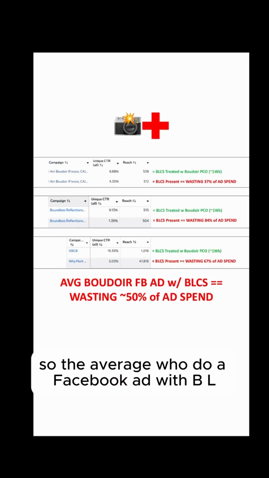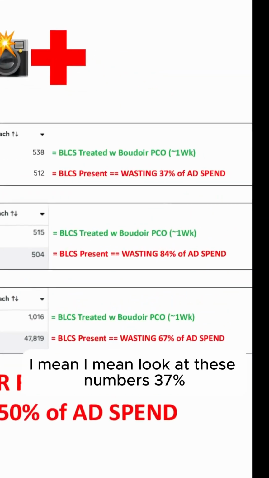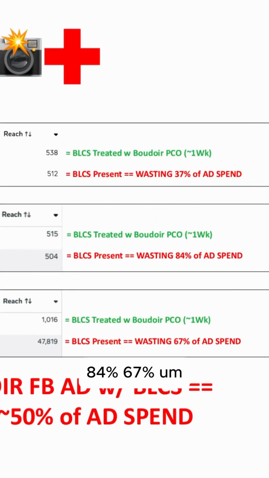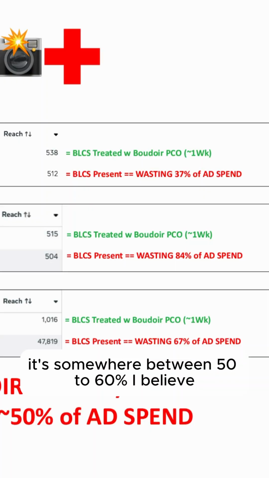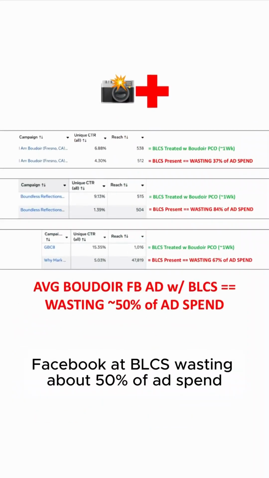So the average Boudoir Facebook ad with BLCS is wasting approximately 50% of ad spend. Literally, look at these numbers: 37%, 84%, 67%. Just take the average of those. It's somewhere between 50 to 60%, I believe. So the average Facebook ad with BLCS is wasting about 50% of ad spend.